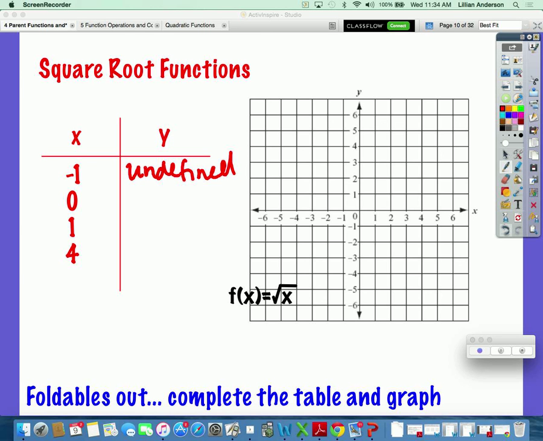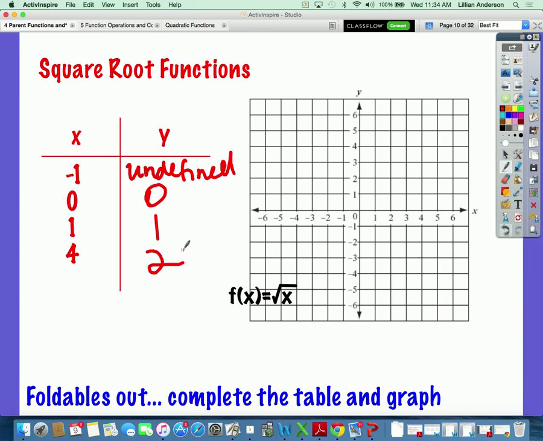All right, so we cannot take the square root of a negative number. We can take the square root of 0. What is it? 0. The square root of 1 is 1, and the square root of 4 is 2. What's the next perfect square? 9. What's the square root of 9?